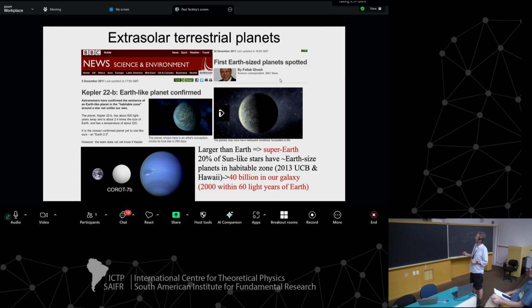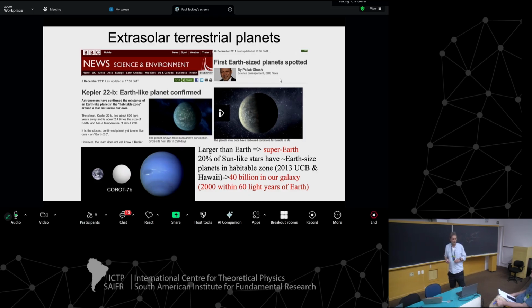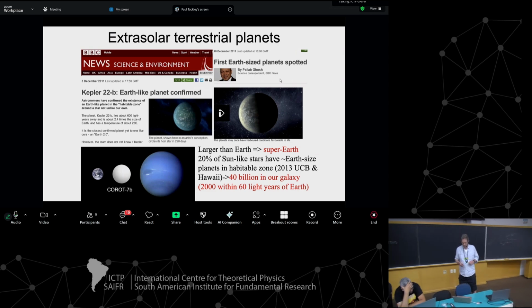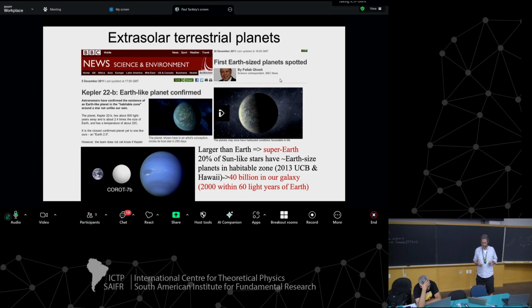Well, firstly, this is the sort of estimate that some people made, that 20% of Sun-like stars have a roughly Earth-sized planet in the habitable zone. Of course, it's very debatable, but if that were correct, then there would be 40 billion potentially habitable Earth-like planets in our galaxy, of which 2,000 within 60 light years of Earth. So that's a lot, and some of them have been discovered.